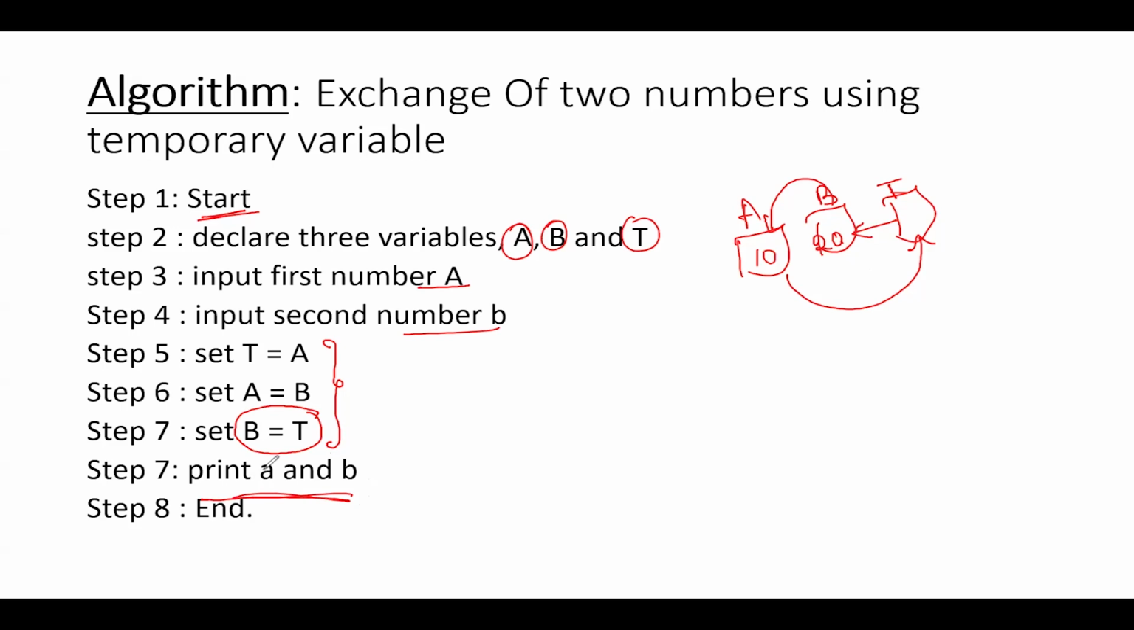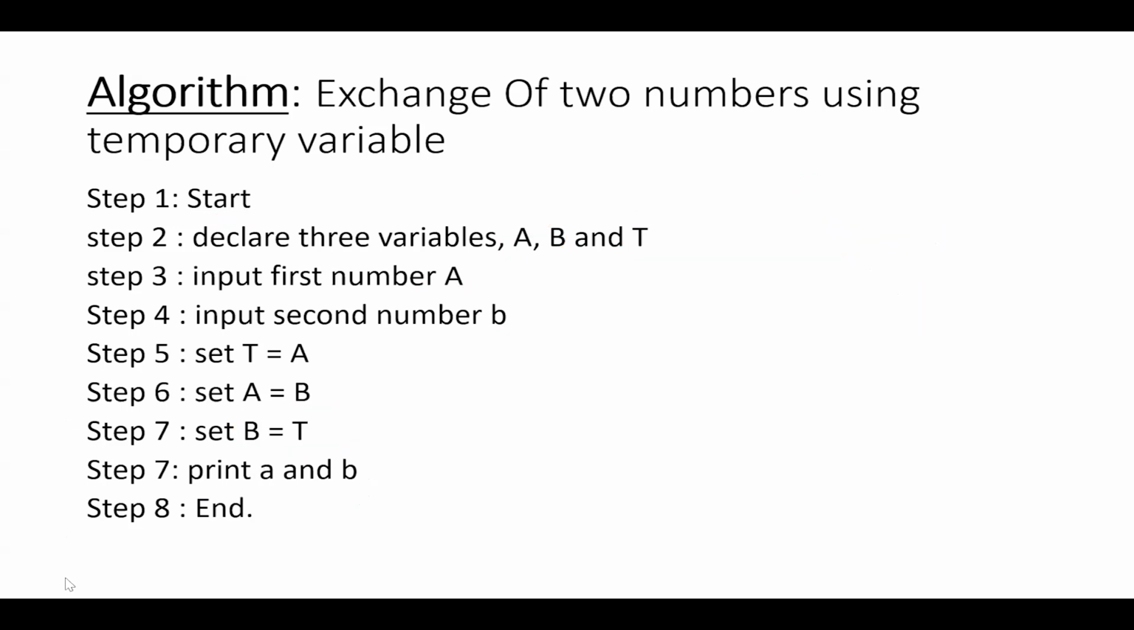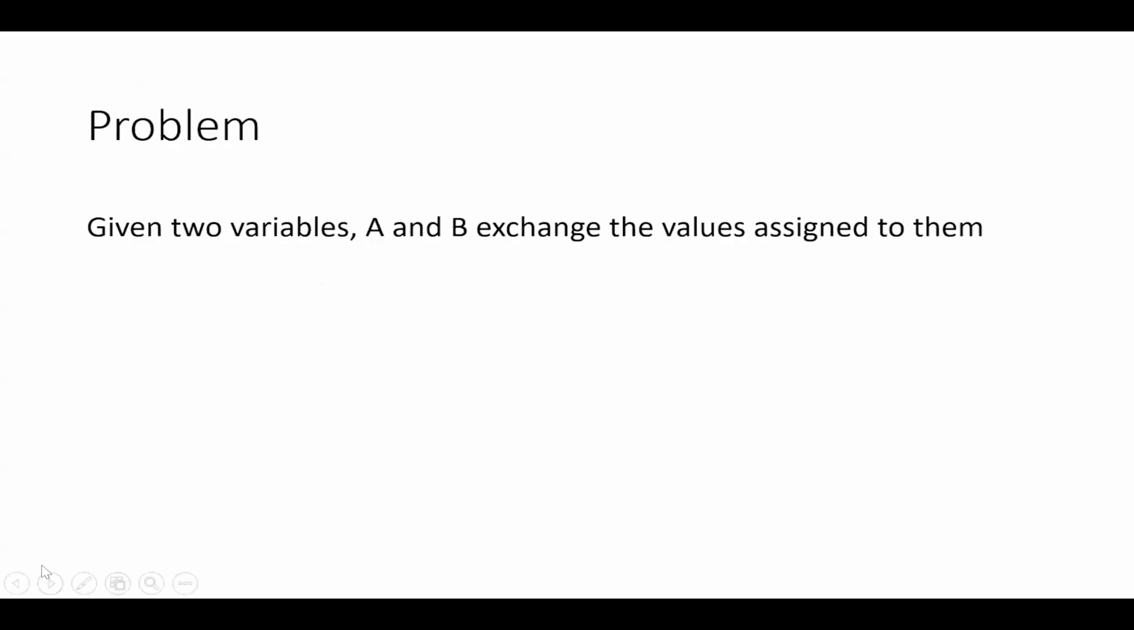Then what is the other method of doing the same thing? So if I do not want to take a temporary variable, then how can I do this? Now here we will use some other logic. Now, let me take the same variables: A is equal to 10, B is equals to 20.